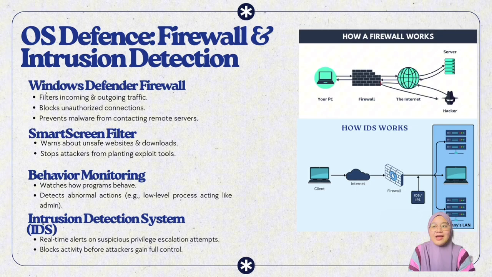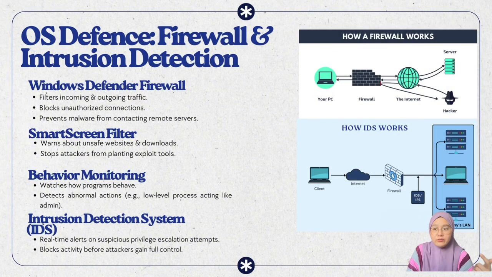So now, I will explain how Windows 10 uses firewall and intrusion detection to stop privilege escalation attacks. First, let's look at the firewall. A firewall is like a gatekeeper barrier between your computer and the external network. It filters all inbound and outbound traffic based on predefined rules.